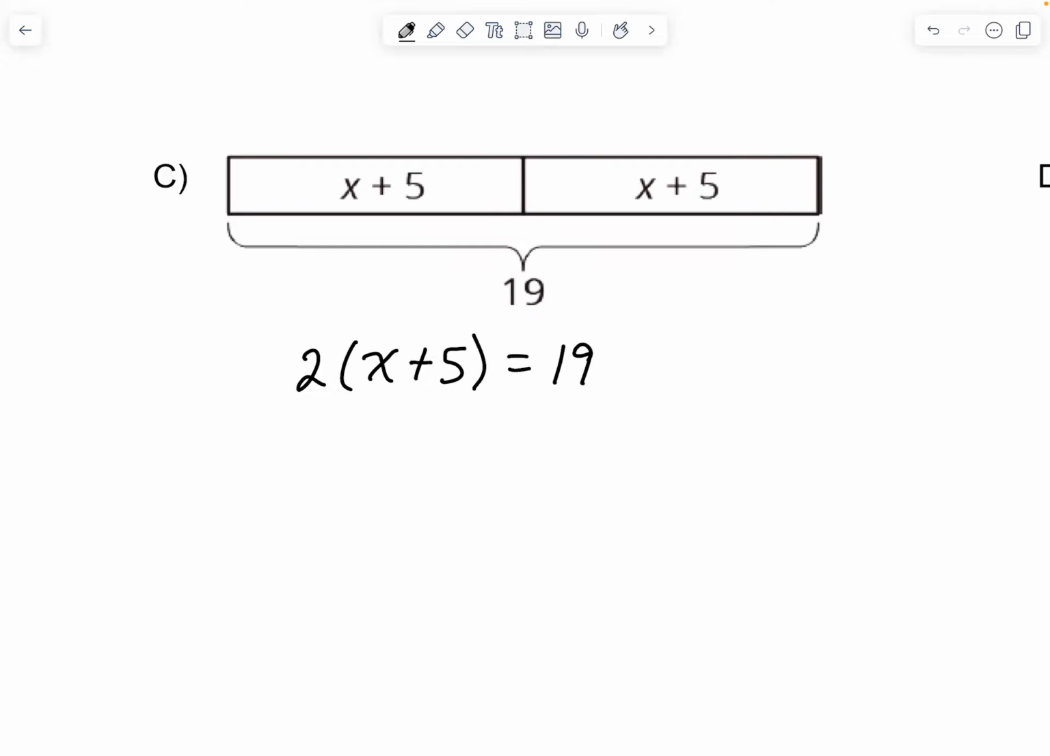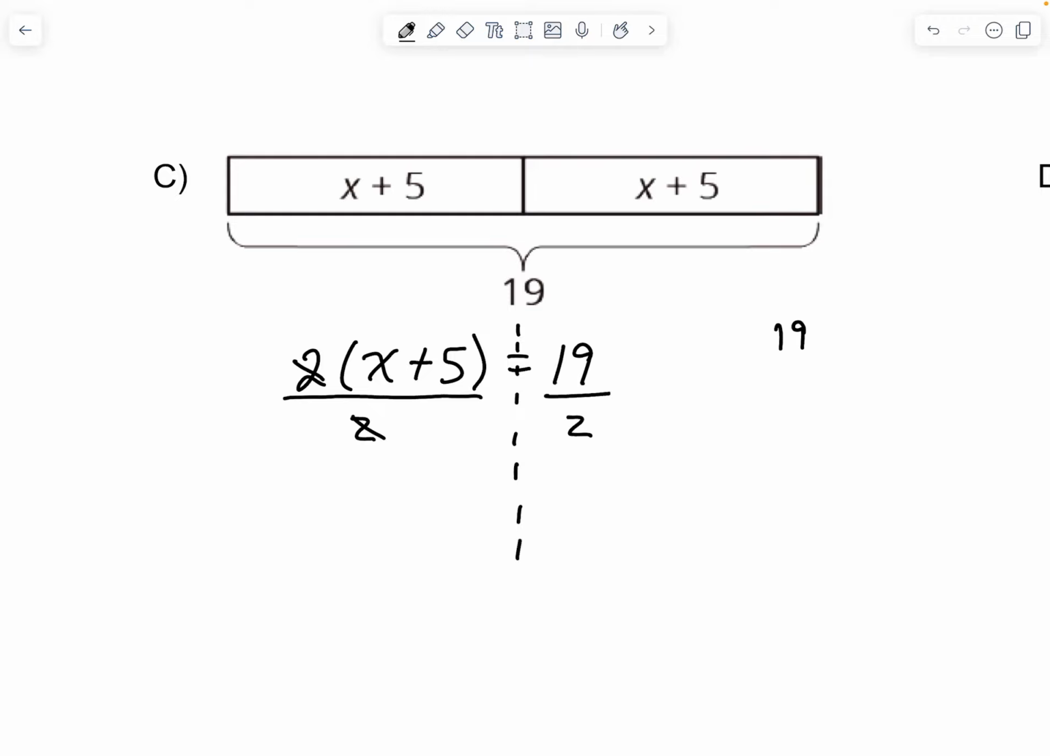So the first thing I'm going to do to find x is I'm going to split this 19 two ways because I have two boxes. So in other words, I'm dividing by 2. So the way I show my equation, I divide by 2 on each side. Again, draw your dashed line if it helps you. And 19 divided by 2 is going to be a decimal answer, actually.